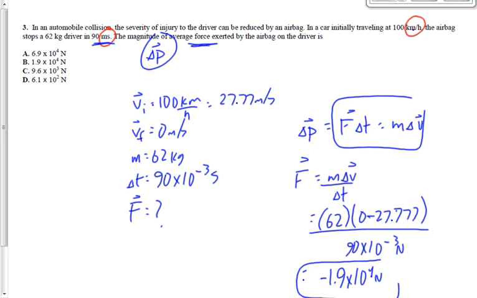But notice they're only asking me for the magnitude of the force. The direction is opposite to the velocity, but they don't need the direction. They're only asking for the magnitude. Good?